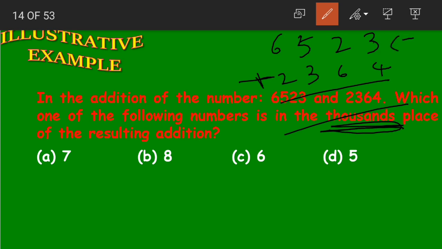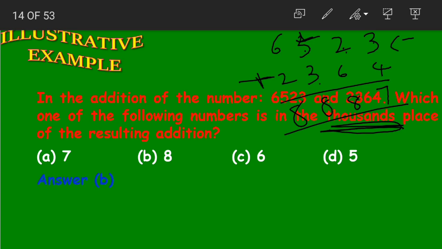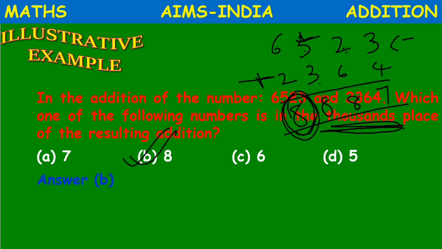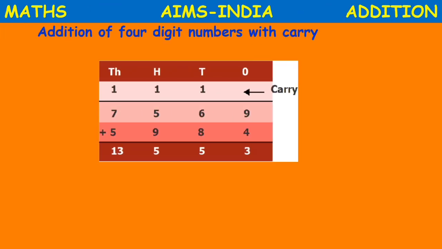Starting from the ones place, 3 plus 4 becomes 7. Then moving on to the tens, 2 plus 6 becomes 8. Moving on to the hundreds, 5 plus 3 becomes 8. And to the thousands, 6 plus 2 becomes 8. Now what is the correct answer here children? We are having 8 in the thousands place. So the correct answer here is option B, 8. Okay, I hope this was clear. Now moving on, let us learn about addition of 4-digit numbers with carry.